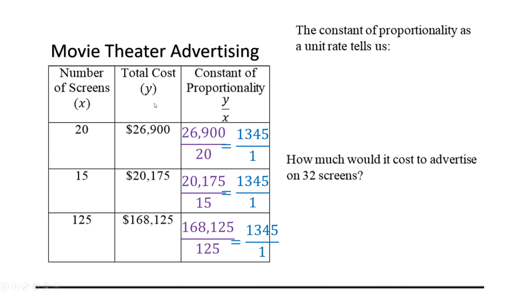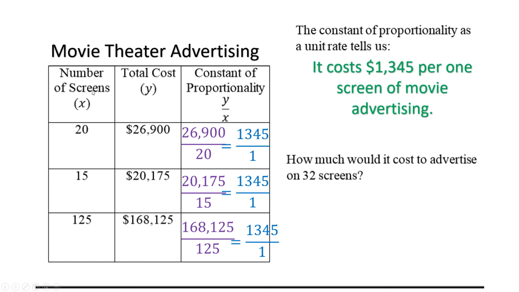Well, that is a total cost per 1 screen. So it costs $1,345 per 1 screen of movie advertising. How much would it cost to advertise on 32 screens? We'll take that, multiply by 32, and we'll get $43,040. Which is pretty expensive. And that's the last example for the notes today.